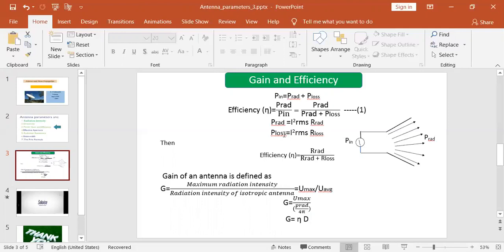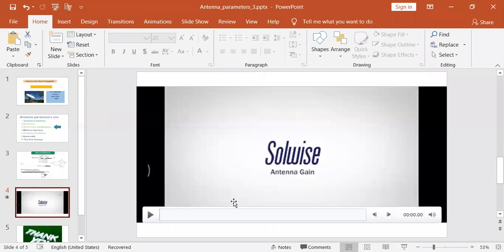So if you write in terms of currents, P radiated is equal to I square RMS into R rad. P loss is equal to I square RMS into R loss. So we can write efficiency in terms of radiation resistance as radiation resistance by radiation resistance plus loss resistance. Now I will show you one video so that you can clearly understand what is gain.